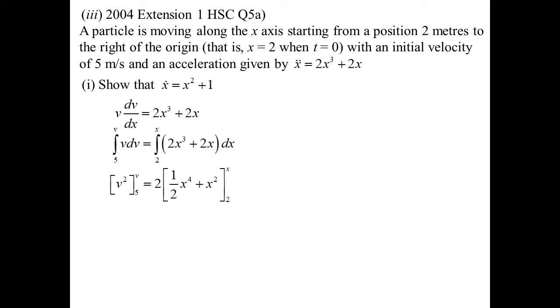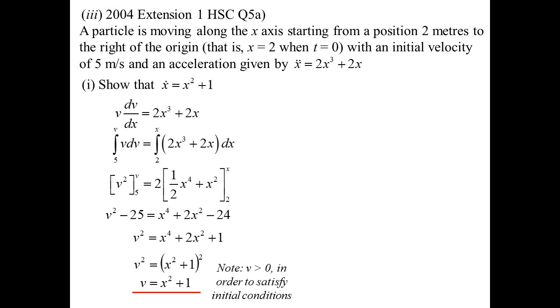Okay, a bit of integration. You notice here, instead of going to half v squared, I just put the 2 on the other side straight away, because I know I'm going to make v squared the subject. So v squared minus 25 is that. Move the 25 over. v squared is x to the power of 4 plus 2x squared plus 1. Perfect square. x squared plus 1 squared. So v is x squared plus 1.